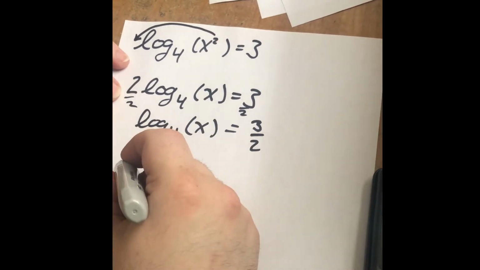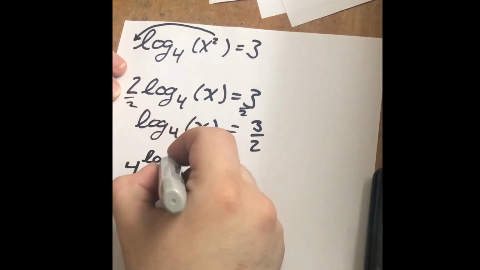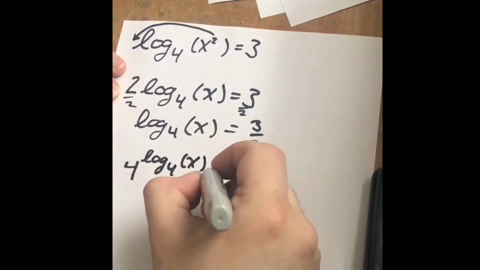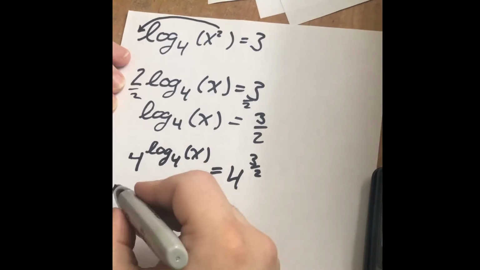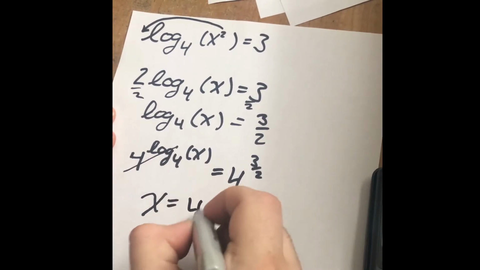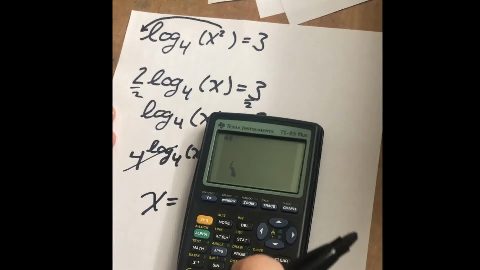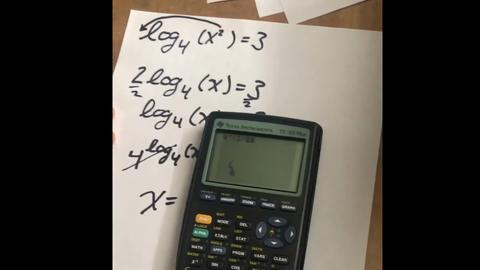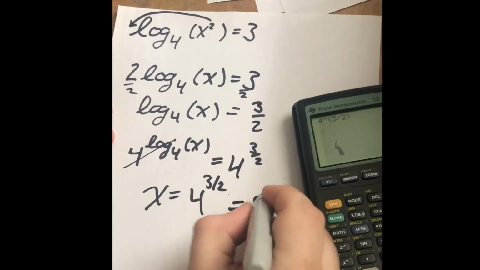If we raise 4 to the power of both sides, these end up canceling out. x is equal to 4 to the 3 halves. What's 4 to the 3 over 2? It's 8. So that ends up being 8.